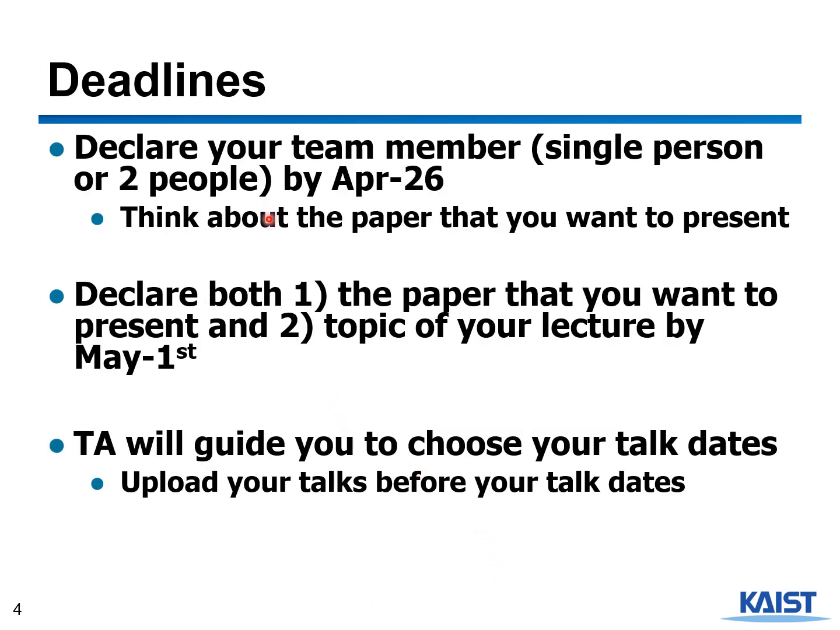And then these are the deadlines you have to meet. You need to declare your team member, whether a single person or two people, by April 26th. You also need to think about the paper that you want to present as a team, and the TA will provide some form so that you can declare your team member there. Also, by May 1st, you need to declare two things: the paper that you want to present, and the topic that you want to present as your student lecture.